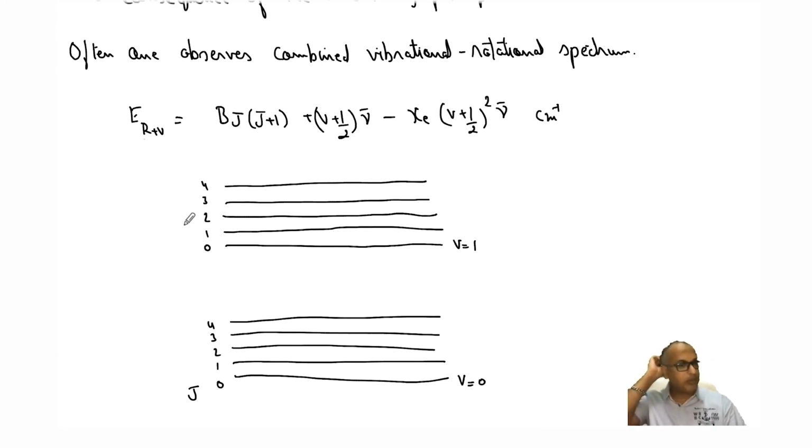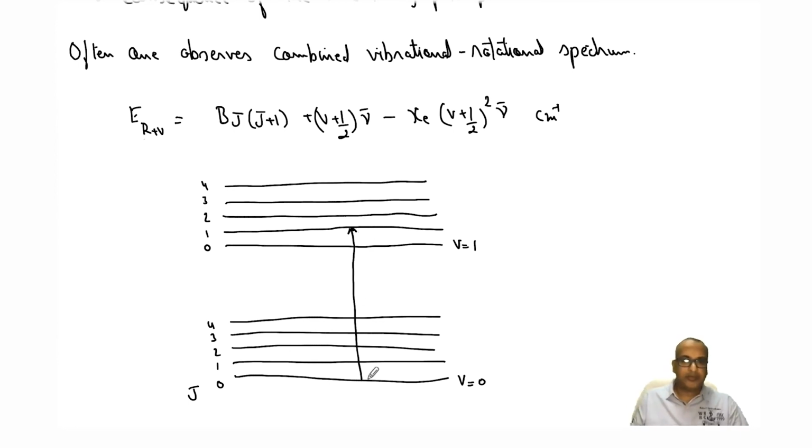Now my possible transitions are delta V equal to plus or minus 1, so I'm going from 0 to 1. All these transitions will be allowed, and delta J has to be plus or minus 1. If I go from V equal to 0 to V equal to 1, from J 0 to 0, that transition is not allowed. So I will not draw this line, but I can draw the line from 0 to 1. This is the allowed transition.